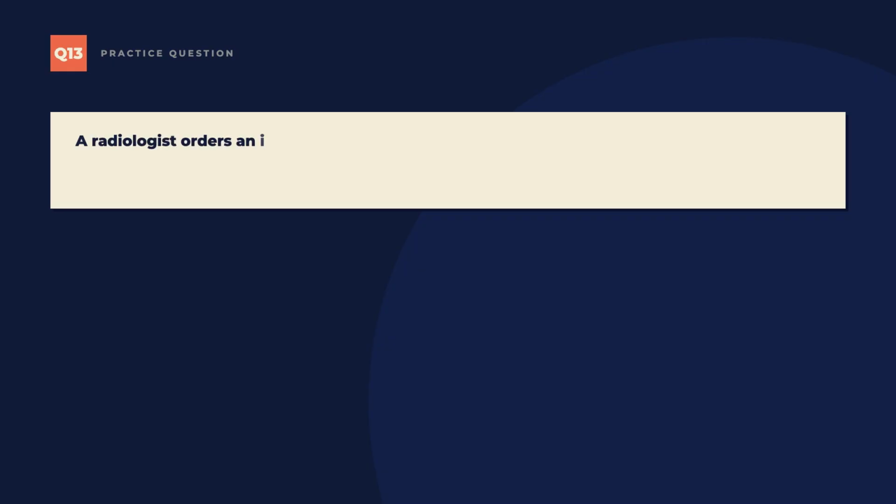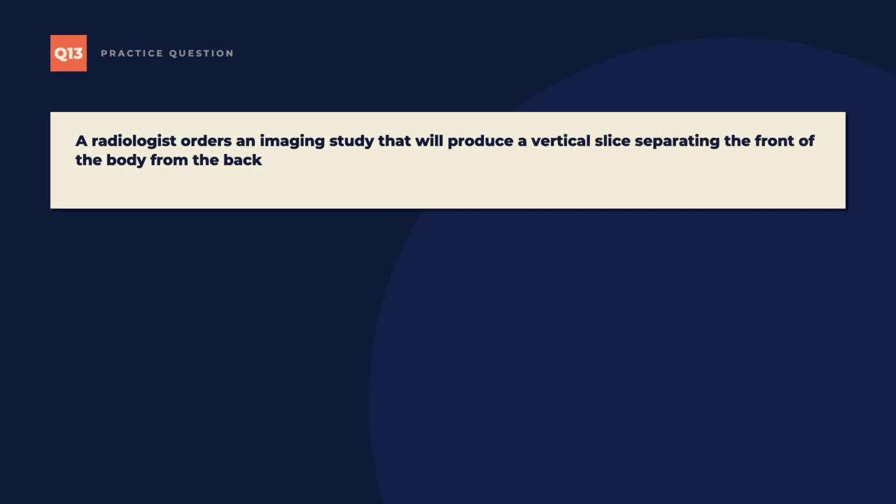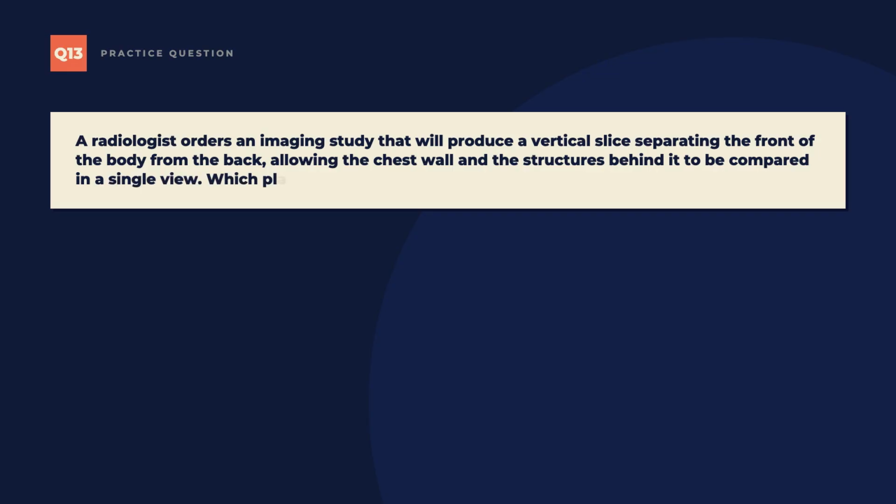Question 13. A radiologist orders an imaging study that will produce a vertical slice separating the front of the body from the back, allowing the chest wall and the structures behind it to be compared in a single view. Which plane produces this section?